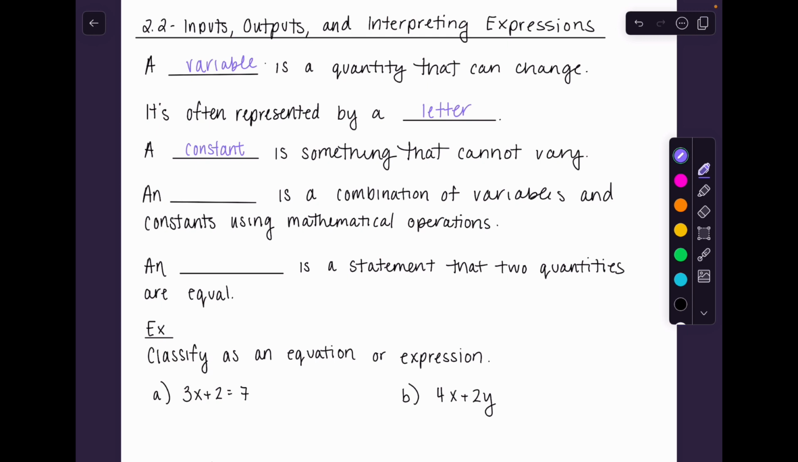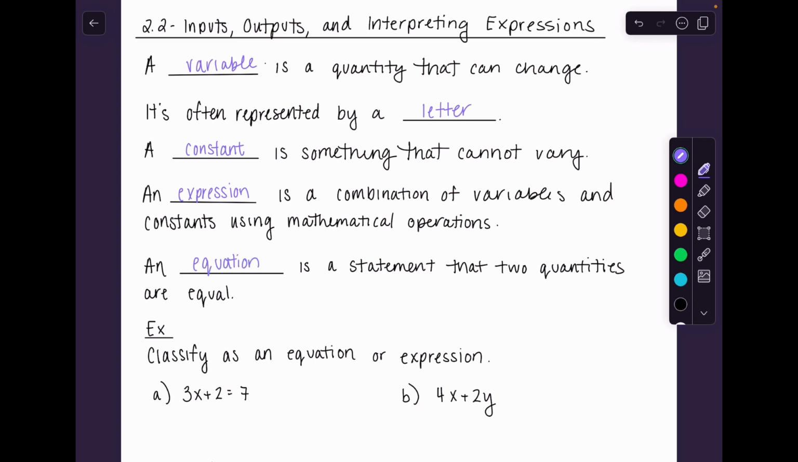Now, if we have something that can change, it can depend on some things that are constant. So we often have some kind of relationship relating all of these different quantities. If we have a combination of variables and constants using some kind of mathematical operations, we call this an expression. An expression is something that is not equal to something else. If you have something that involves an equal sign, this is stating two quantities are equal to each other. This is an equation.